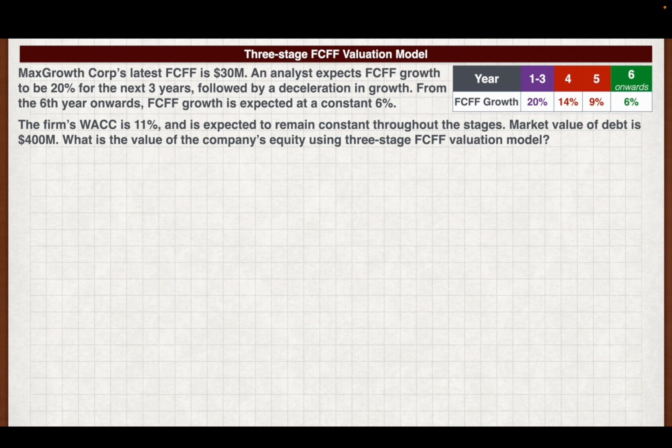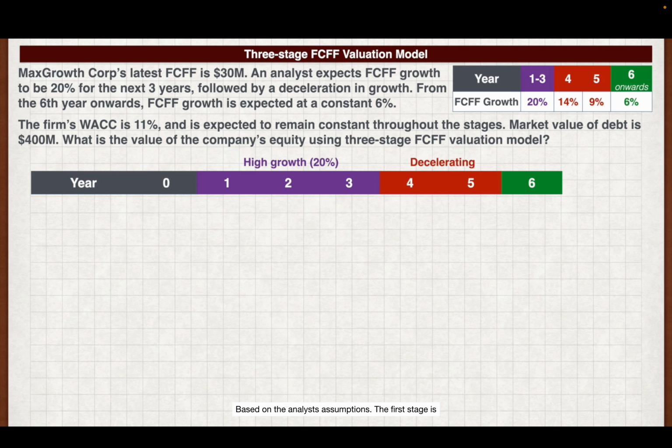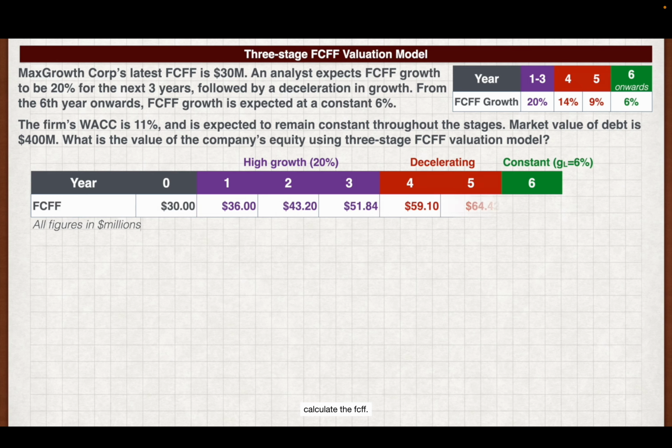Let's first define the stages. Based on the analyst's assumptions, the first stage is a high growth stage of 3 years where growth is 20% each year. This is followed by a 2-year decelerating growth stage and a constant perpetual growth of 6% from the 6th year onwards. Based on the assumed growth rates for each year, we can calculate the FCFF.